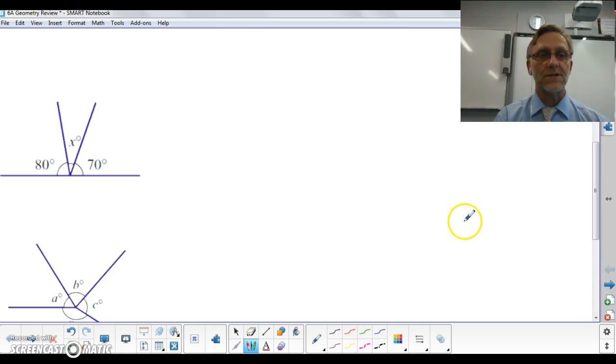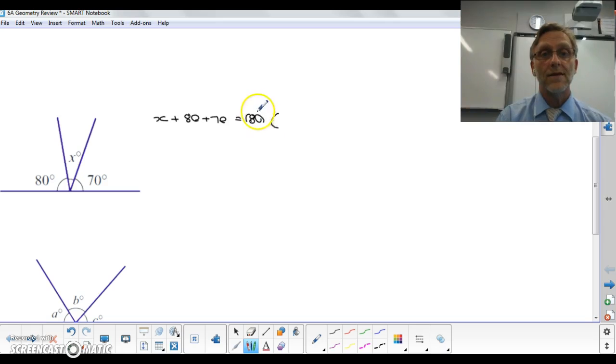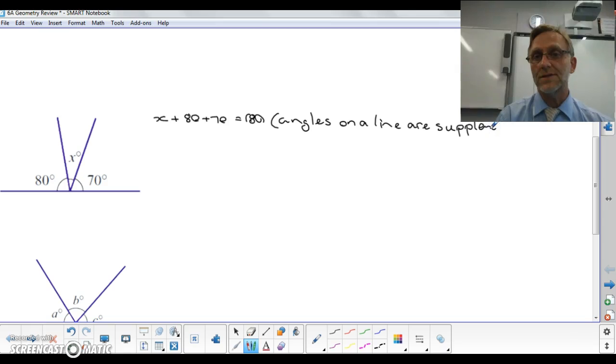Easy example number 2 is this one. I'm being asked to find x again. Well, I don't necessarily know what x is to start with, but I can tell you that x plus 80 plus 70 is equal to 180 degrees, and you're probably already doing the maths in your head, and you can tell me what the answer is, but can you tell me why? And the answer is that angles on a line are supplementary. Do you remember that word? It means adds up to 180 degrees, and it's the reason that we use to decide to write down that line.